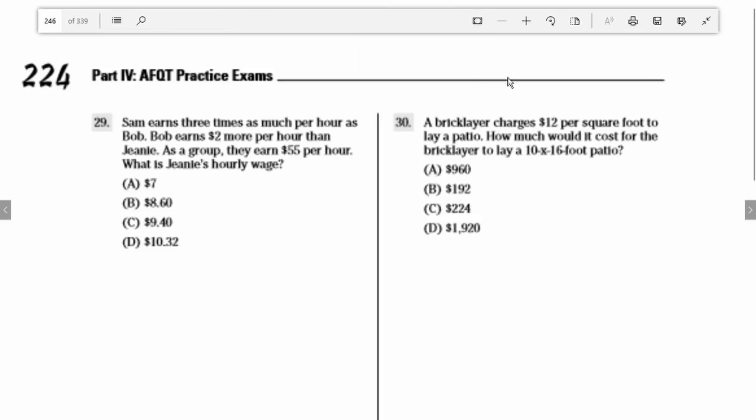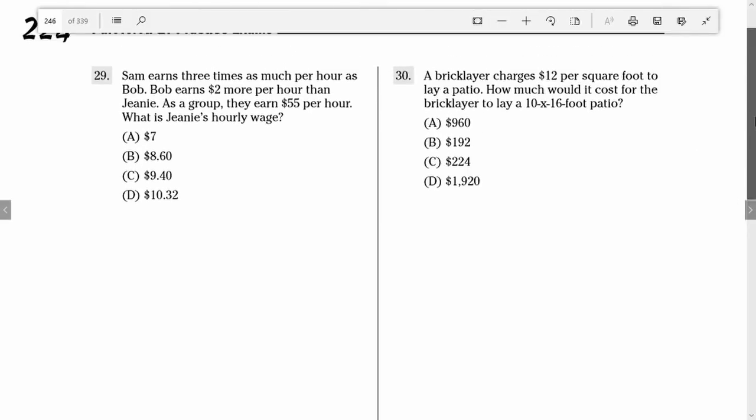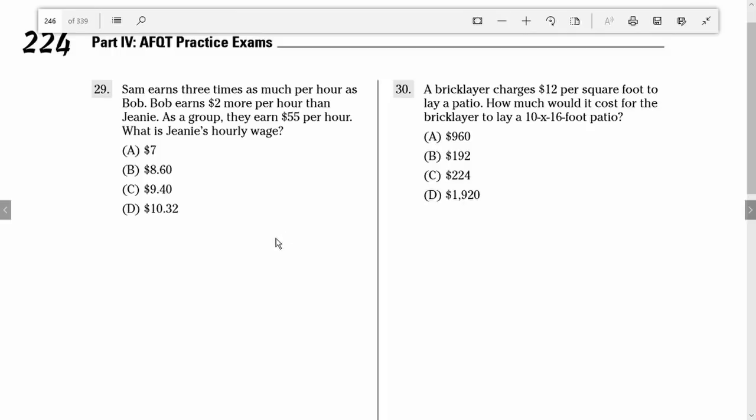All right. Couple more problems. 29. Sam earns 3 times as much per hour as Bob. Bob earns $2 more than Jeannie. As a group, they earn $55 per hour. What is Jeannie's hourly wage?